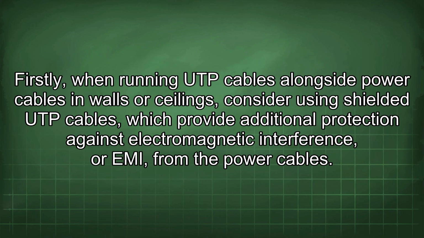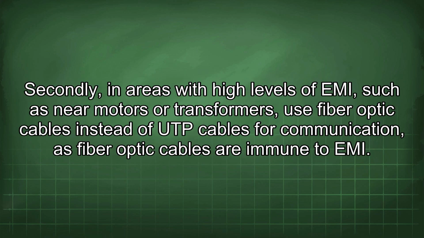Firstly, when running UTP cables alongside power cables in walls or ceilings, consider using shielded UTP cables, which provide additional protection against electromagnetic interference, or EMI, from the power cables. Secondly, in areas with high levels of EMI, such as near motors or transformers, use fiber optic cables instead of UTP cables for communication, as fiber optic cables are immune to EMI.